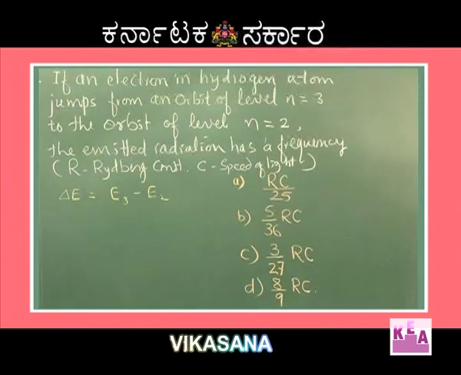The next question is: if an electron in a hydrogen atom jumps from an orbit of level n equal to 3 to the orbit of level n equal to 2, the emitted radiation has a frequency. It should be in terms of the Rydberg constant and the speed of light c. The options are: first Rc by 25, second 5 by 36 Rc, third 3 by 27 Rc, fourth 8 by 9 Rc.